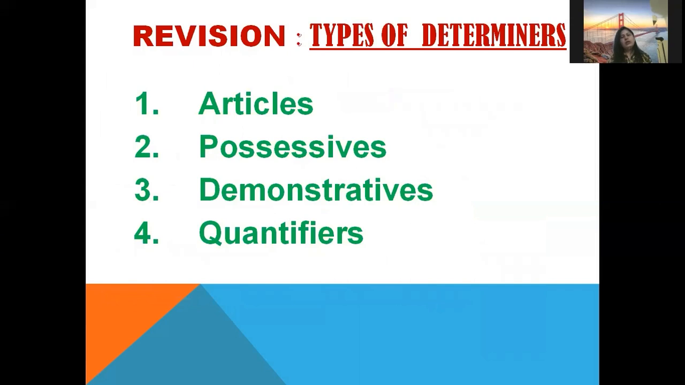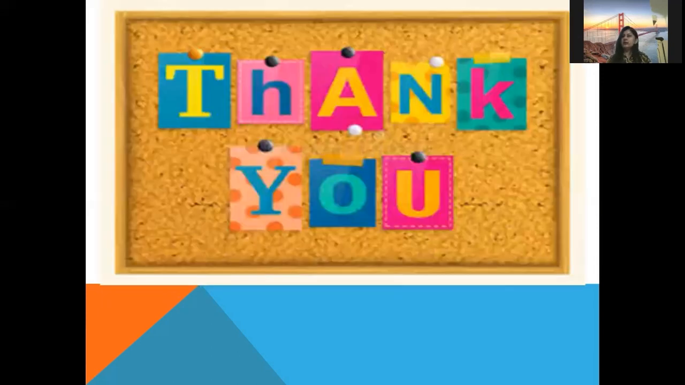So today we understood the topic determiners, and we understood there are four types of determiners: articles, possessives, demonstratives, and quantifiers. I hope all these are clear to you.